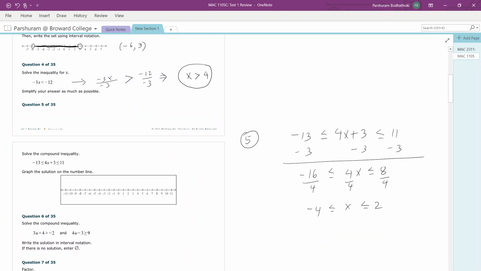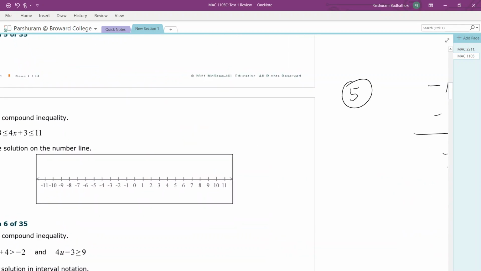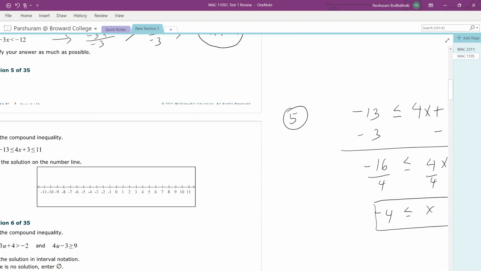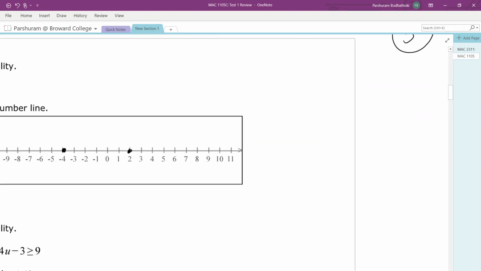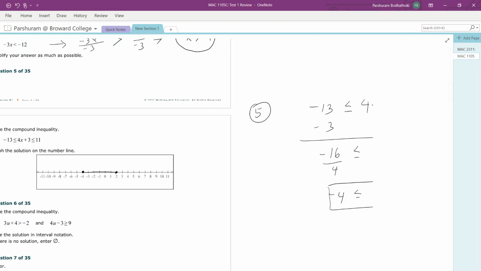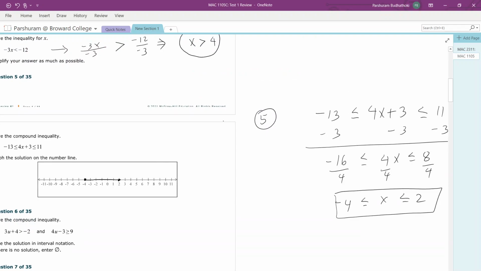So that's the solution, and we have to graph the solution on the number line. As you can see, it starts from negative 4, including negative 4, and goes up to positive 2, including positive 2. So that's the graph. That's problem 5.